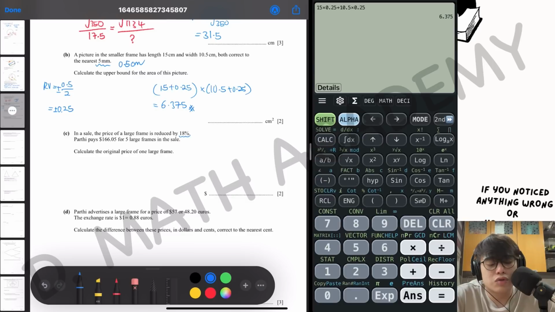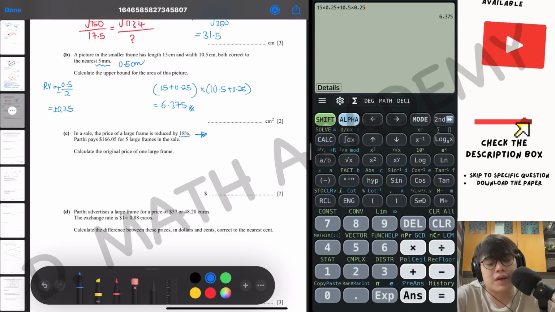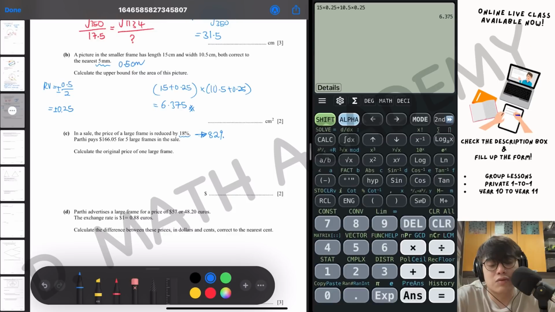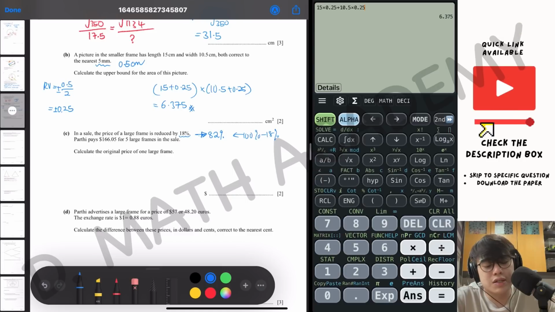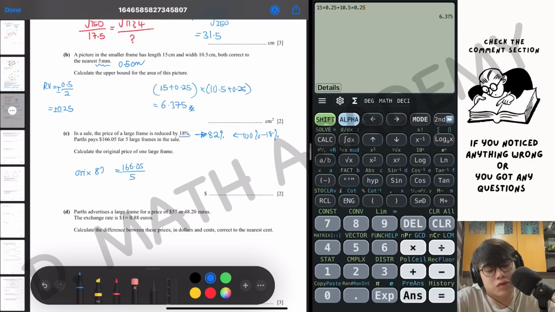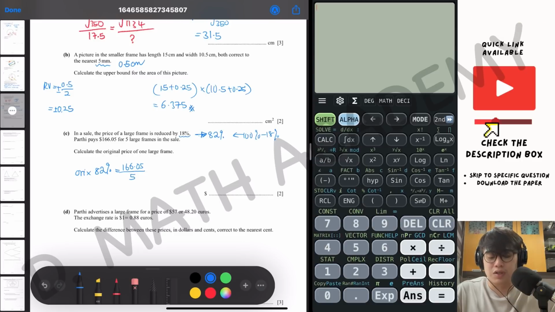Okay, so to find one of it, first thing first, you must know how much of the original you were paying. So if you run the calculation, you get 82%. If you wonder where this 82 comes from, it's actually 100% minus 18%, then you get 82. And before I even find the original, I will take this 166.05 divided by 5 first. By doing so, you'll be able to identify one large frame's sales price. So from the original, you pay 82% of it, then you get the price per piece.